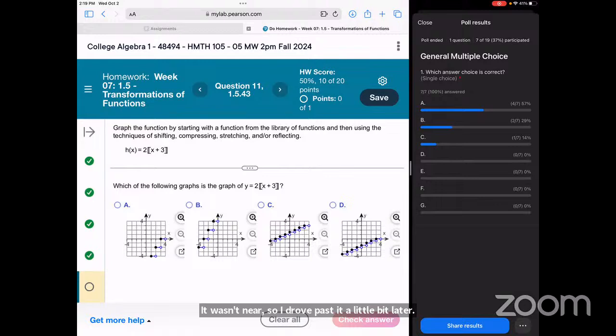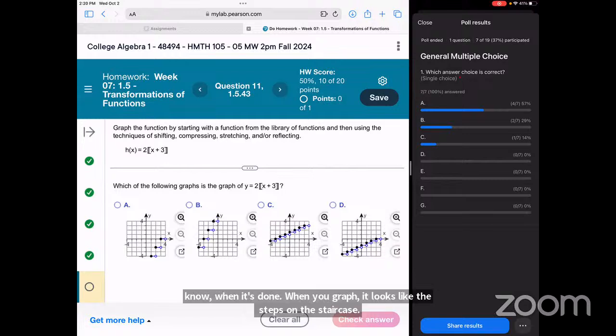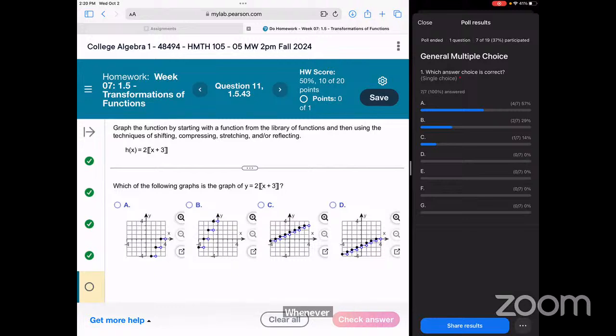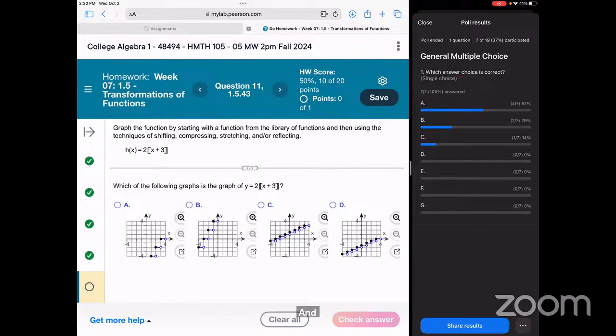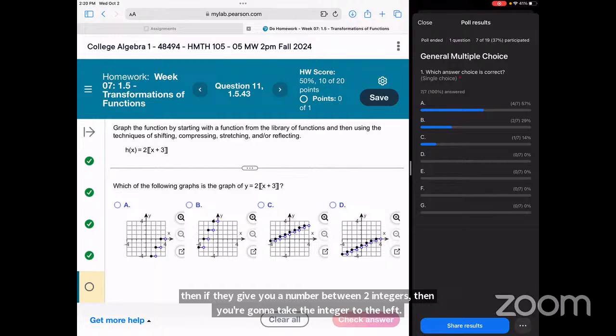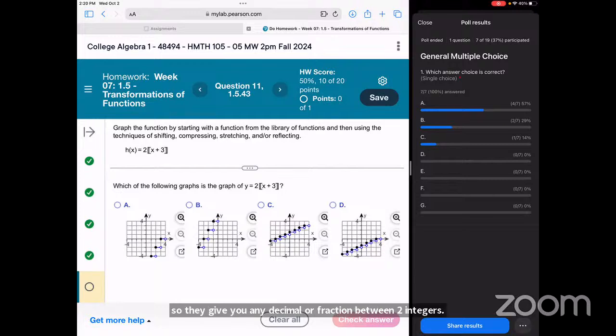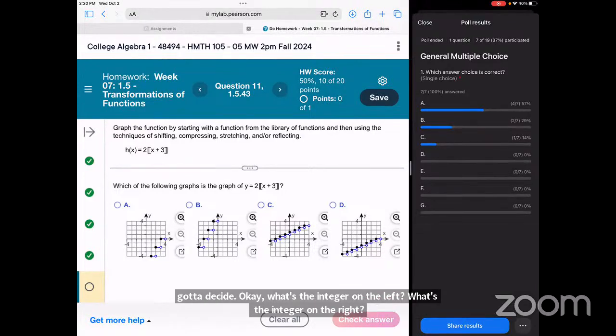Okay, so this is the greatest integer function, right? We call this a step function because when you graph it, it looks like the steps on a staircase. Whenever they give you an integer, you just take the integer. If they give you a number between two integers, you take the integer to the left. So if they give you any decimal or fraction between two integers, you decide what's the integer on the left, what's the integer on the right, and then you take the integer on the left, okay?